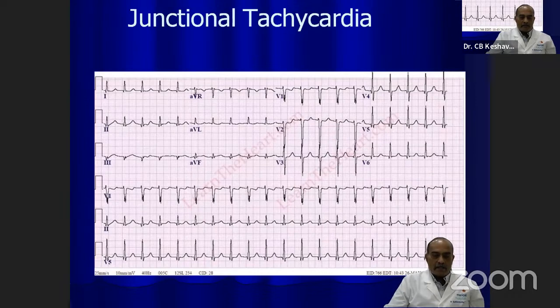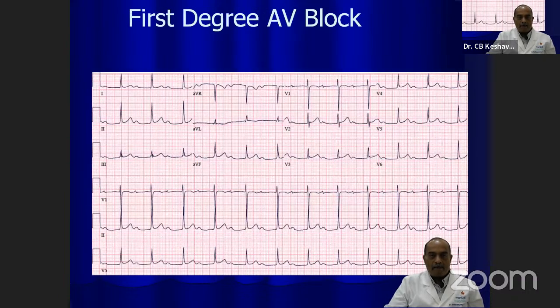So this is another arrhythmia, junctional tachycardia, where you don't see that wavy pattern, but you see no P waves. There are no P waves. The rhythm is arising from the junction. The QRS is narrow and it is fairly regular. If you see a fast, narrow, regular arrhythmia, it is junctional tachycardia. If it is fast, narrow, irregular, it may be atrial fibrillation or atrial flutter. So that is the only difference.